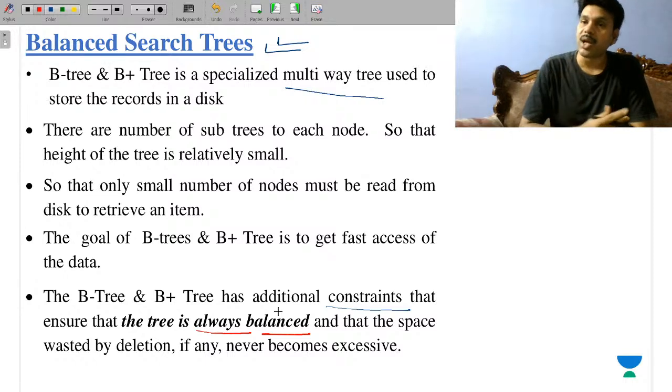Point number one: when you have a large database with millions of records, there is a requirement for B trees and B plus trees. It's not required for a small database which consists of 1000 or 2000 records. B trees and B plus trees are mainly meant for large database systems.